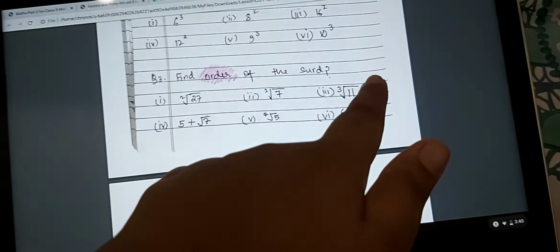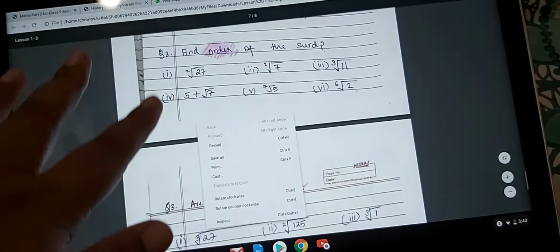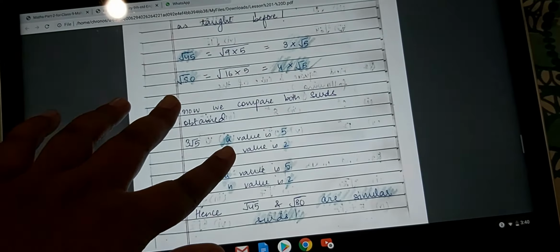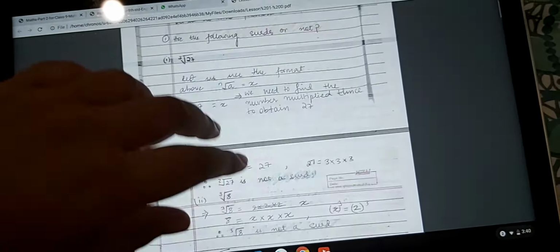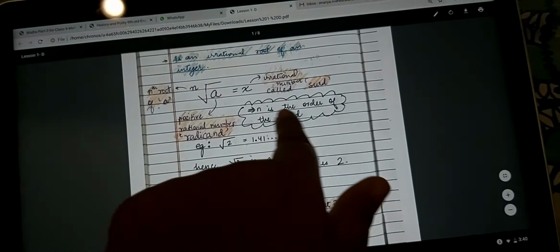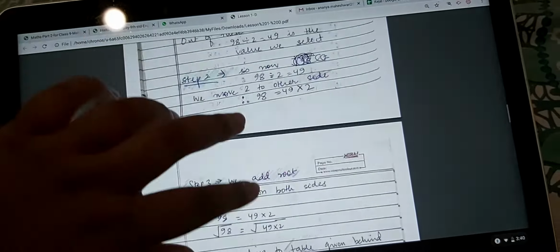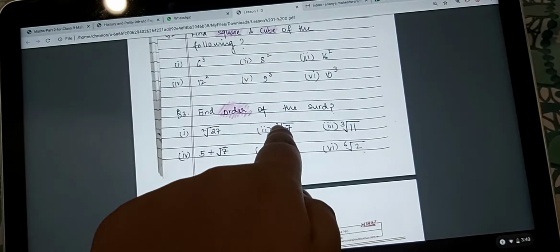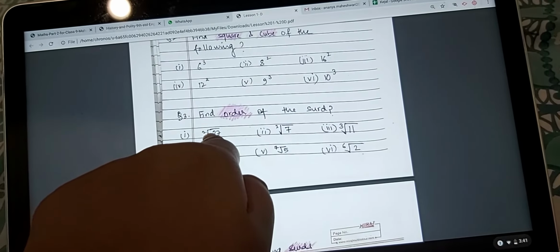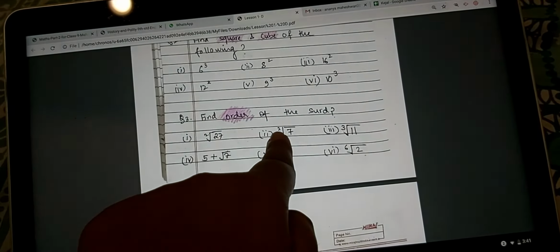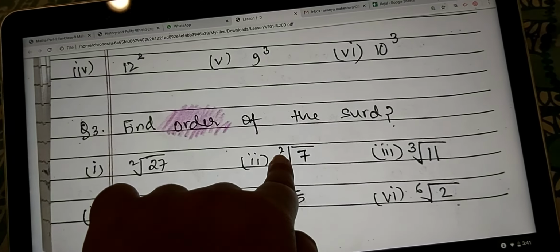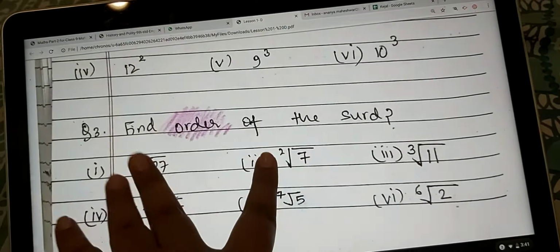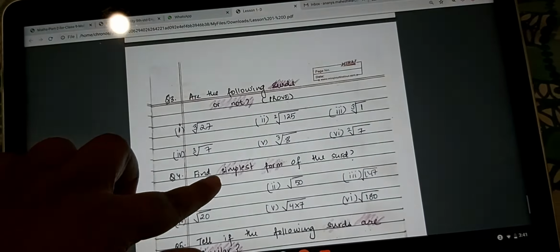Find order of the surd. Okay. Now you have to find only the order of the surd. Now what is order of the surd? We will go back. 1 second. See. N is the order of the surd. This is your order. So I'm going to go back over here. I need to find the order. That means what's written over here. Over here it's 2. Order of my surd is 2. Over here it's written 2. Order of my surd is 2. Over here surd is written, number over here is 3. So order of your surd is 3. Okay.